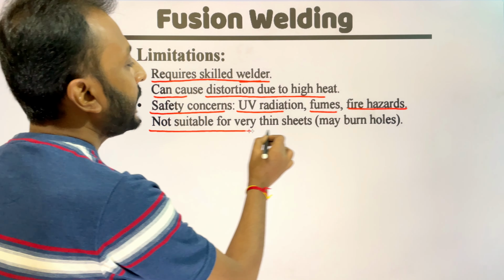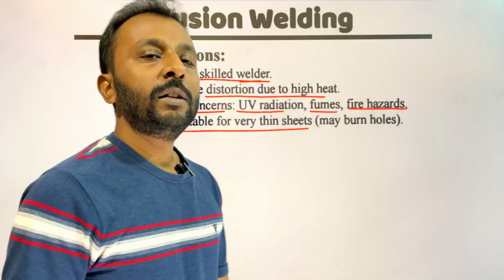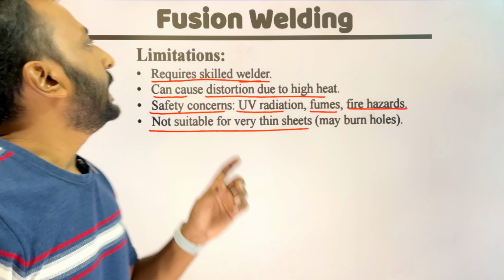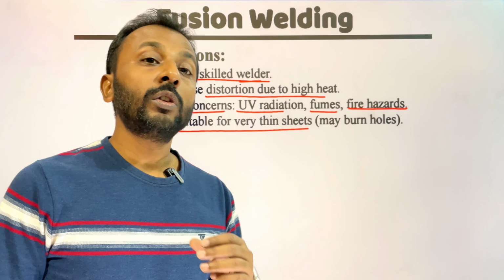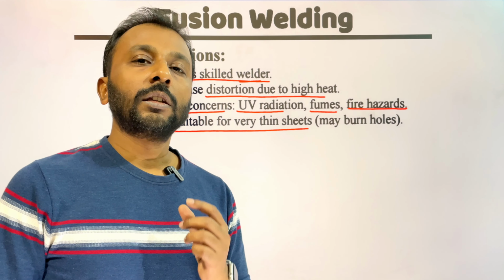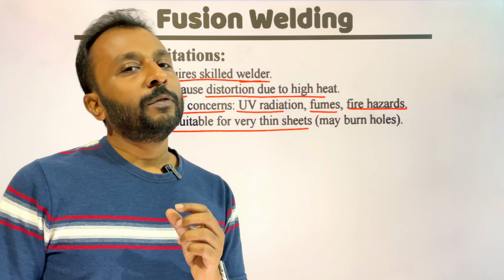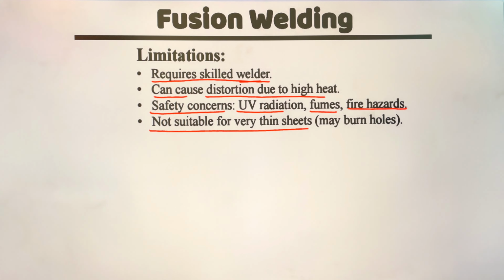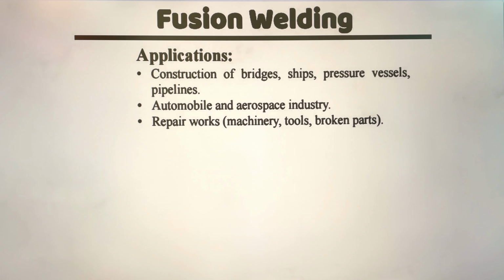Not suitable for very thin sheet. If we want to weld a very thin sheet, that is not possible in the fusion welding process, because we are melting the metals. So if the metal is very thin, then it is impossible to weld by the use of the fusion welding process.